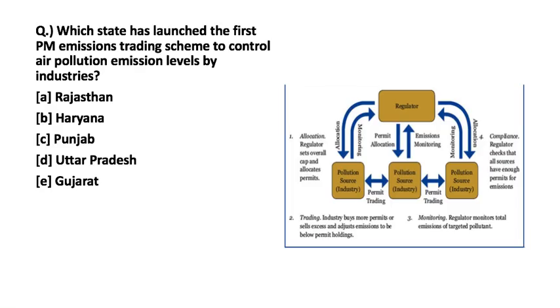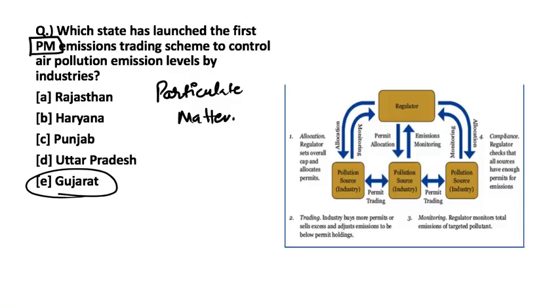Next question. Which state has launched the first PM emissions trading scheme to control air pollution emission levels by industries? PM here does not stand for Prime Minister. PM here stands for particulate matter. What is the state? The state is Gujarat. Gujarat has started an emission trading scheme, the purpose of which is to control air pollution emission levels. So how is it going to work?